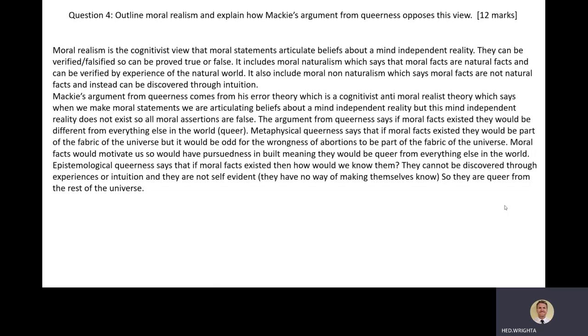Mackie's argument for queerness comes from his error theory, which is a cognitivist anti-moral realist theory, which says when we make moral statements, we are articulating beliefs about a mind-independent reality, but this mind-independent reality does not exist, so all moral assertions are false. The argument from queerness says if moral facts existed, they would be different from everything else in the world, queer. Metaphysical queerness says that if moral facts existed, they would be part of the fabric of the universe, but it would be odd for the wrongness of abortion to be part of the fabric of the universe. Moral facts would motivate us, so would have prescriptiveness built in, meaning they would be queer from everything else in the world. Epistemological queerness says that if moral facts existed, then how would we know them? They cannot be discovered through experience or intuition, and they are not self-evident. They have no way of making themselves known, so they are queer from the rest of the universe.